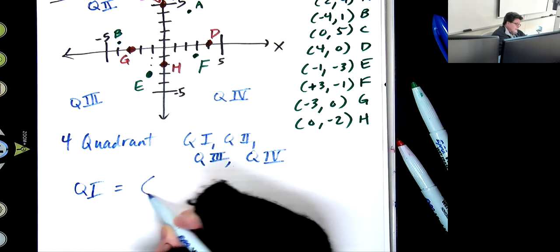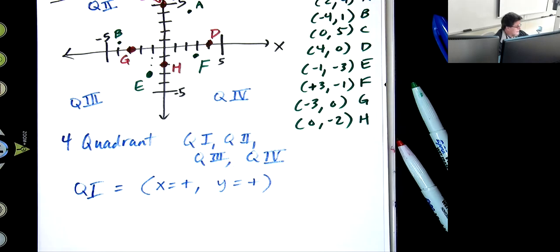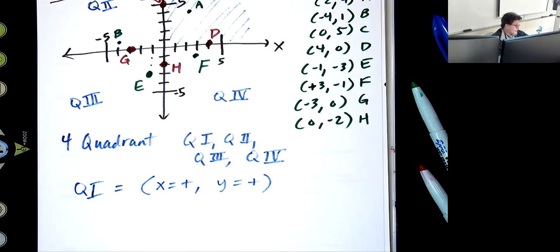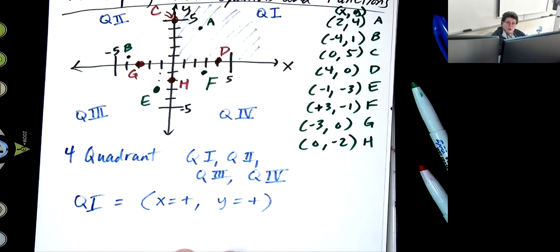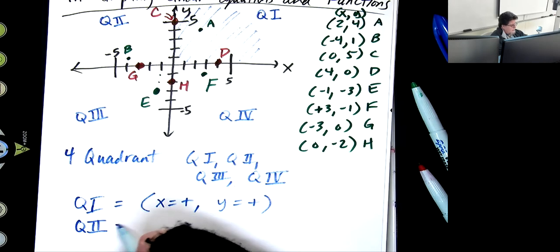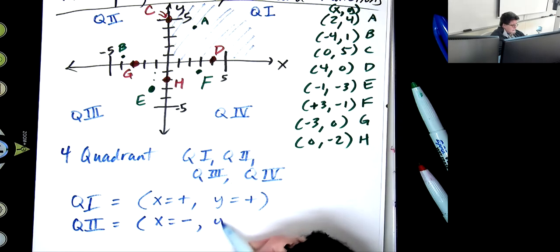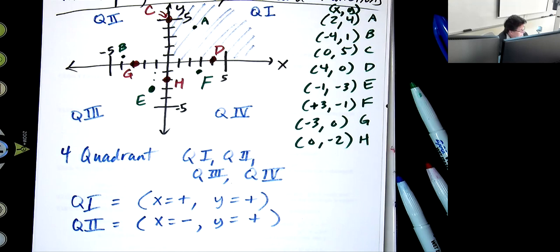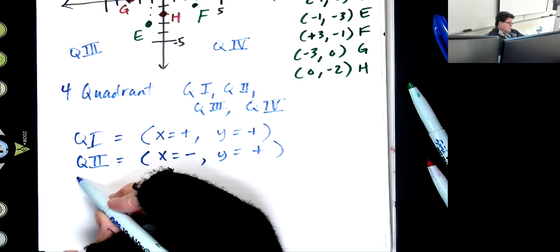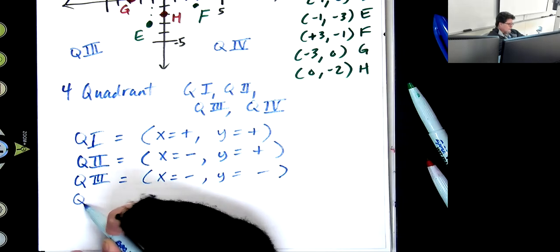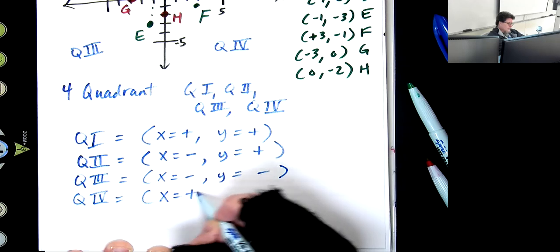In quadrant 1, X and Y are always positive. X is a positive number, Y is a positive number. Every single value up in this region, quadrant 1, has 2 positive numbers. In quadrant 2, my X value is negative and my Y value is positive. That holds true for everything in quadrant 2. In quadrant 3, they're both negatives. And in quadrant 4, X is positive, but Y is negative.